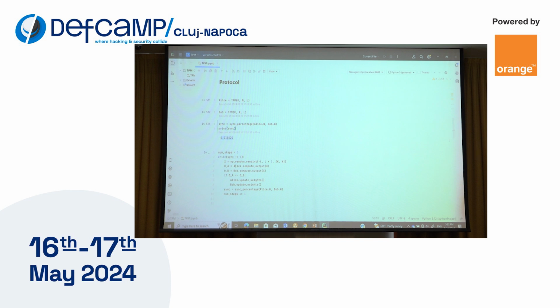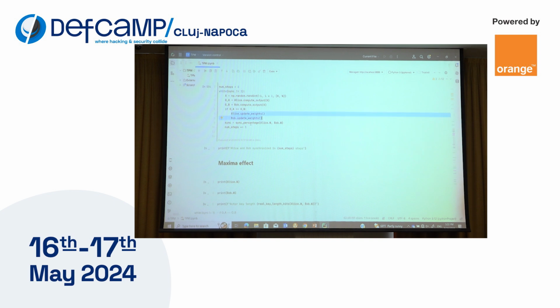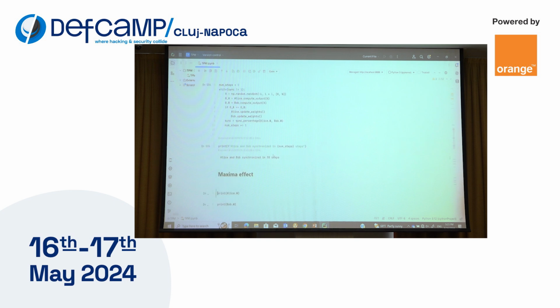This is in the beginning. Now let's run the protocol. Like you see here, we compute the output. Alice computes her outputs, Bob computes his outputs, and if the outputs are equal, we update the weights of both Alice and Bob. So they managed to get synchronized in 30 steps. There were 30 exchanges between them.